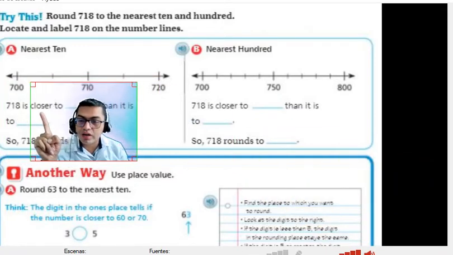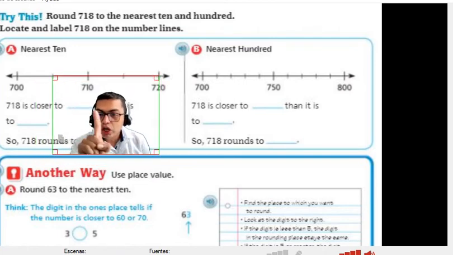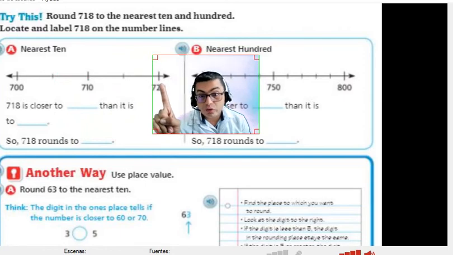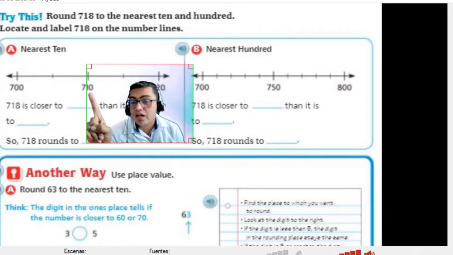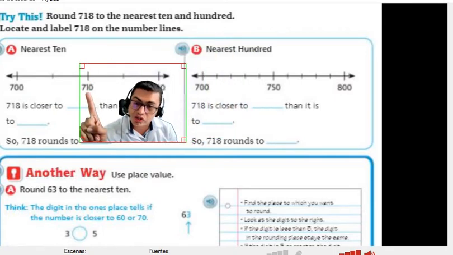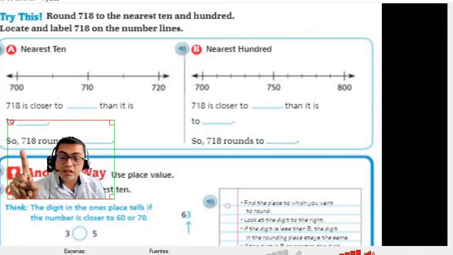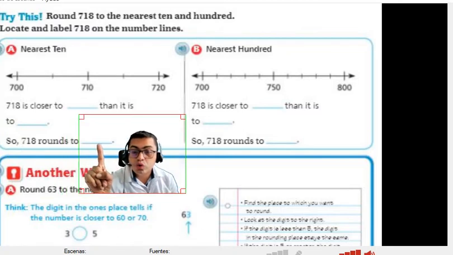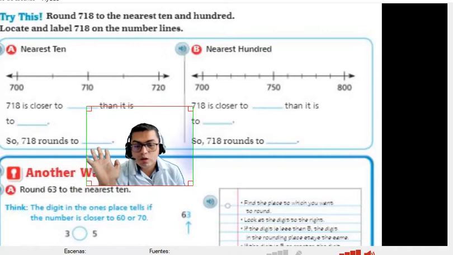Nos dice 718 is closer, está más cercano, closer, to 720, of course, yes, than it is to 710. Está más cerca al 720 than it is to 710. Eso quiere decir, ahí lo redondeamos. So, 718 rounds to 720. Yes? Lo acercamos, lo aproximamos, as we said in Spanish.